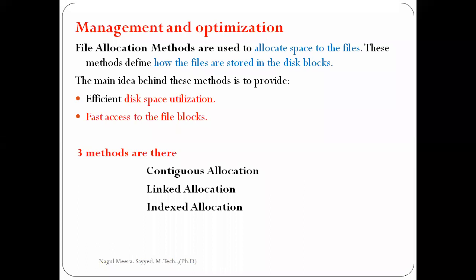So simply we can say the main advantages of these file allocation methods are: first one is fast accessing. Next one is efficient disk space. That is the main advantage. Okay?